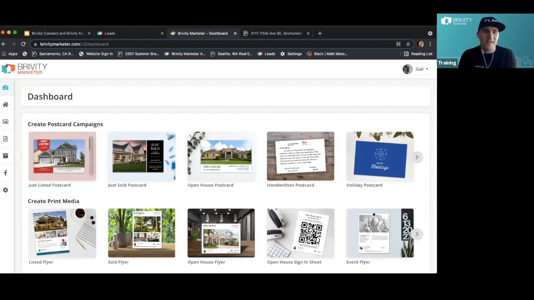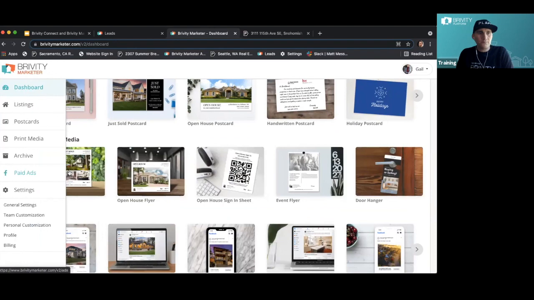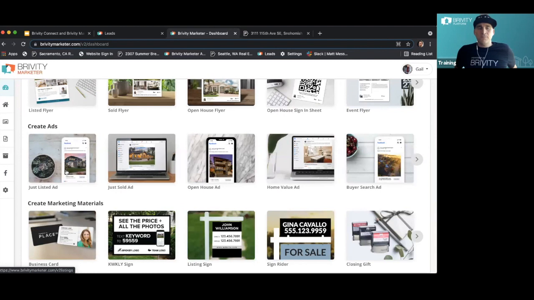We can do postcard direct mail marketing campaigns out of here. We can do easy print media: our flyers, open house sign-in sheets, door hangers, this kind of thing, right? Then we can create our own Facebook ads. And there's some real power in here. And again, it uses your Brivity website.